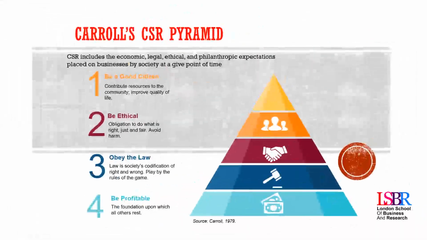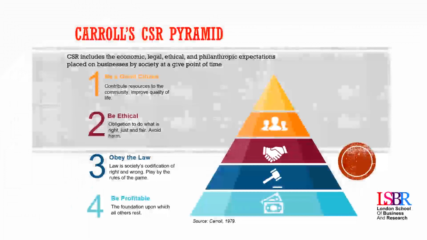Carroll's CSR Pyramid, arguably one of the most famous or more well-cited perspectives on CSR. So this is what we call the CSR Pyramid. Now, we said already that CSR includes the economic, legal, ethical, and philanthropic expectations placed on a business by society at any given point in time. But how does the pyramid explain the business's focus? Well, we start from the bottom really with the pyramid. The first point is you need to be profitable in order to start thinking about what you're going to be doing on a CSR perspective.